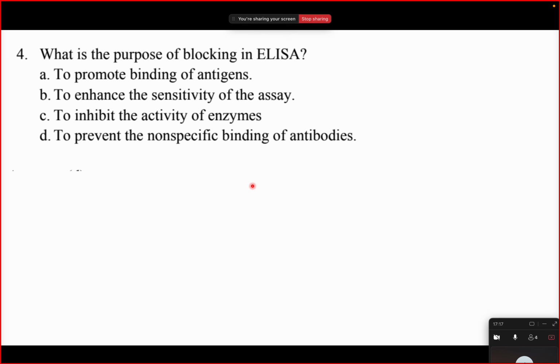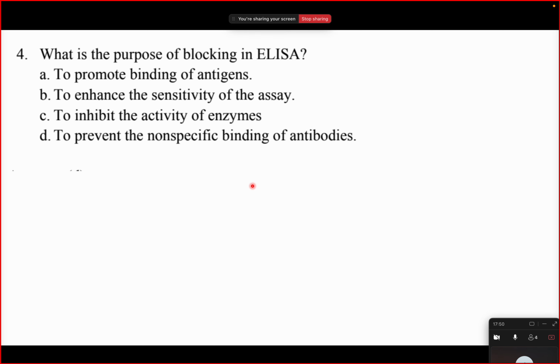Okay, coming to the next question for today. What is the purpose of blocking in ELISA? Again, ELISA is another very common technique which is used in labs, and it has diagnostic purposes as well. One should know ELISA very well because it's a very basic biochemical assay.